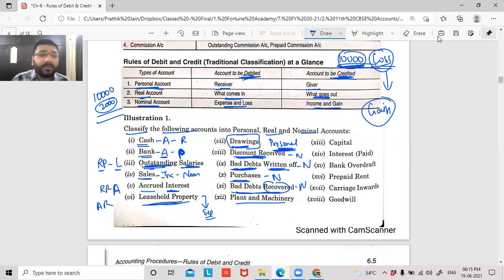Plant and machinery, guys. It's an asset, and it's real. So you will focus up to real. So asset and real. Excellent.